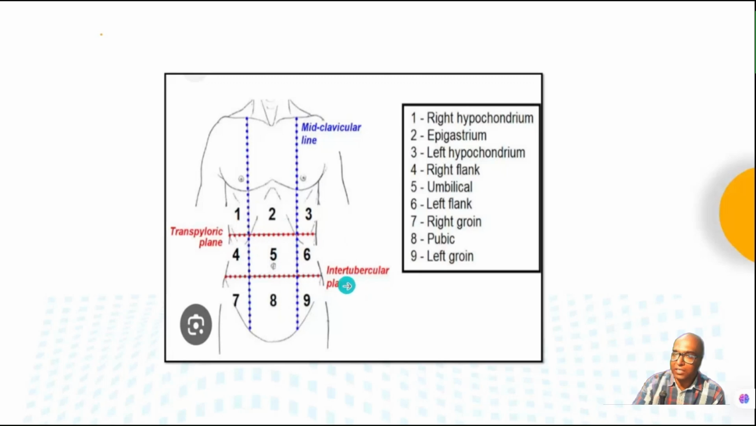Okay, in the lower part it is the intertubercular plane, and the quadrants of the abdomen are: you have the right hypochondriac, left hypochondriac, then this is the epigastric, this is the umbilical, this is the right lumbar, and this is the left lumbar, left iliac, right iliac, and this is the hypogastric. These are the 9 quadrants.